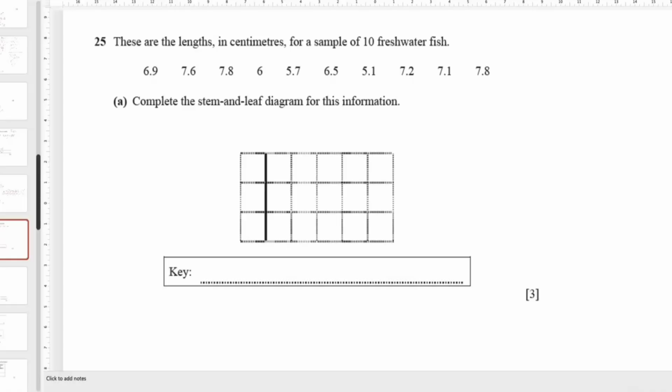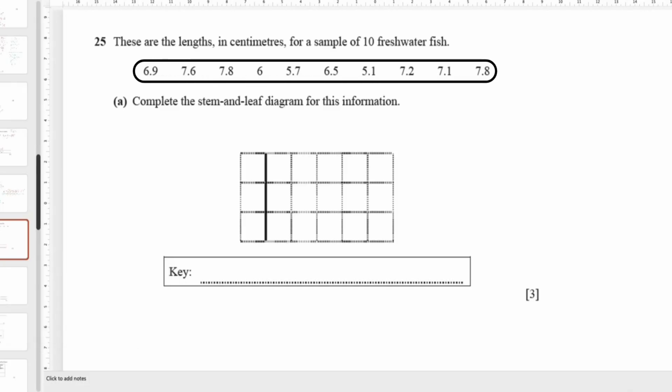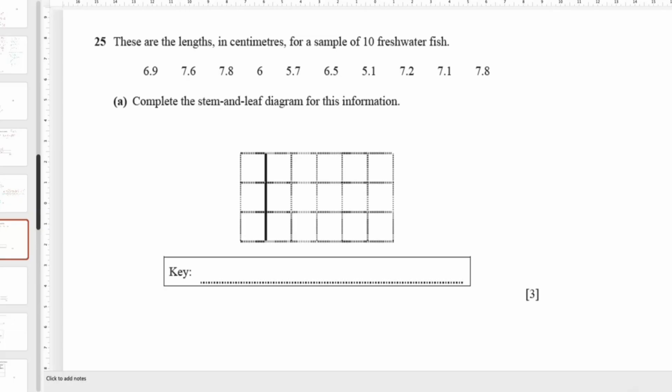These are the lengths in centimeters for a sample of 10 freshwater fish. And the numbers are 6.9, 7.6, 7.8, 6, 5.7, 6.5, 5.1, 7.2, 7.1, and 7.8. We must complete the stem and leaf diagram for this information, and we must write a key.